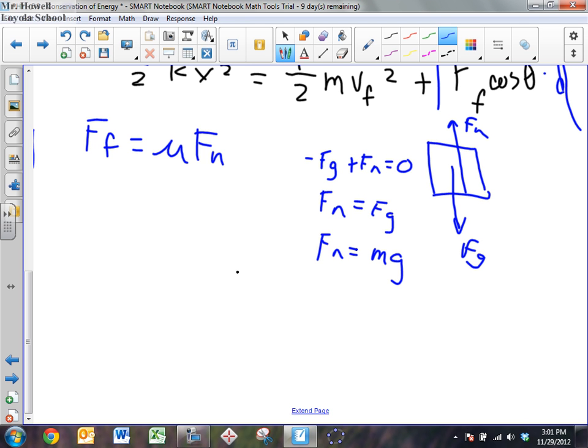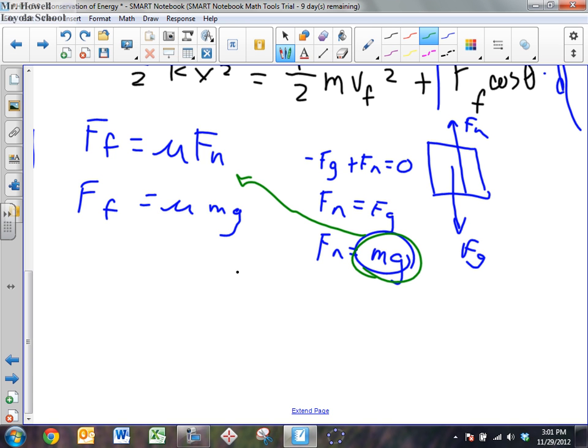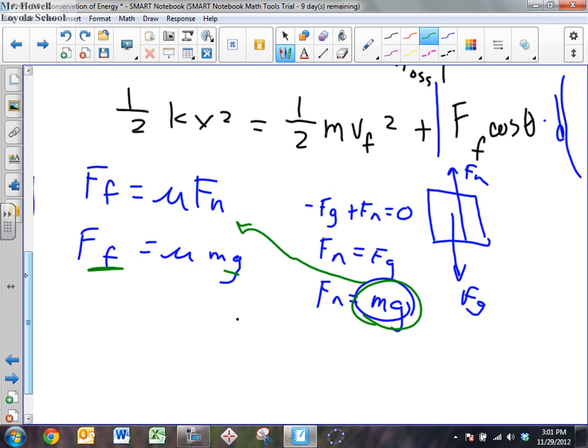So we take that and plug it in right here. So this becomes mu mg. That's what Ff is. Again, Fn was solved for as mg. We plug that in up there. It becomes mg here. So we have mu mg equals Ff. Let's take that now and plug it in. Hold on. Take mu mg, plug it in right here.